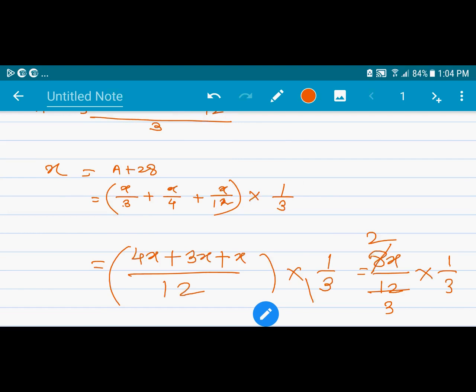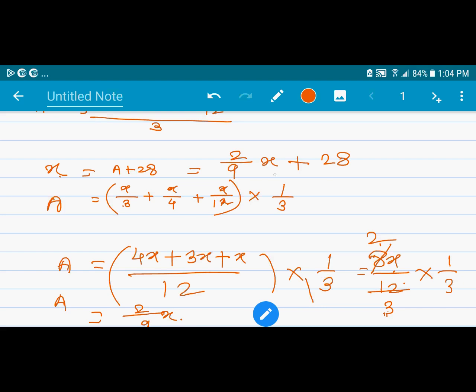4 2s are 8 and 4 3s are 12. So we got the average as 2 upon 9, and the x variable is along with it. So the average is 2 upon 9x. Now our equation is x is equal to A plus 28. So x is equal to 2 upon 9x plus 28.